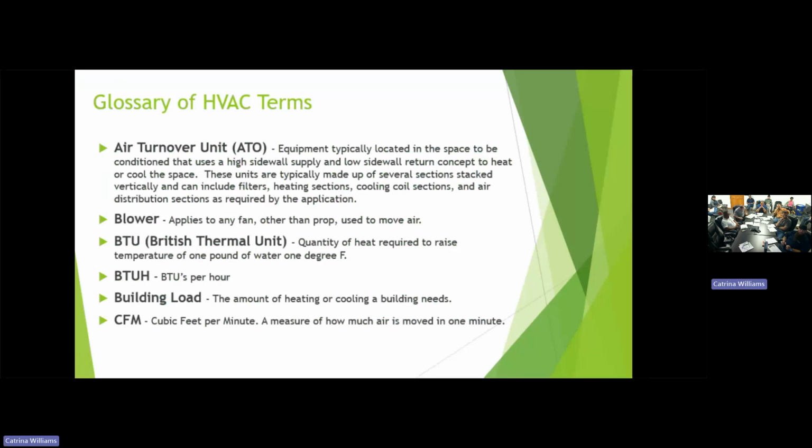CFM, cubic feet per minute. That's how much air we typically move. That's a volume of air. So that's not speed or anything, it's a volume that we're talking about.